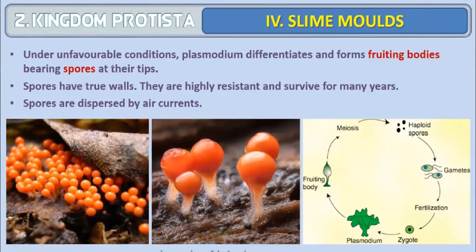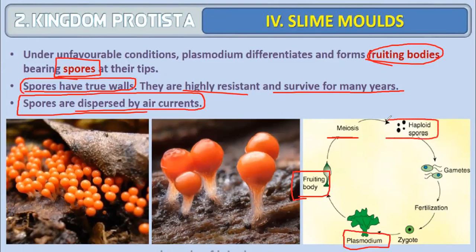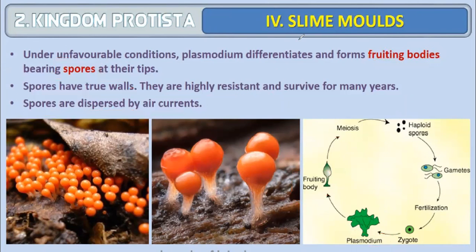Next one. During unfavorable conditions, the plasmodium differentiates and produces a fruiting body bearing spores at the tip. Spores have true walls. They are highly resistant and survive for many years. Spores are dispersed by air currents. The fruiting body undergoes meiosis to give haploid spores. These haploid spores give rise to gametes. Gametes undergo fertilization to form what? Zygote. Is it clear, everyone? Slime moulds, very easy.